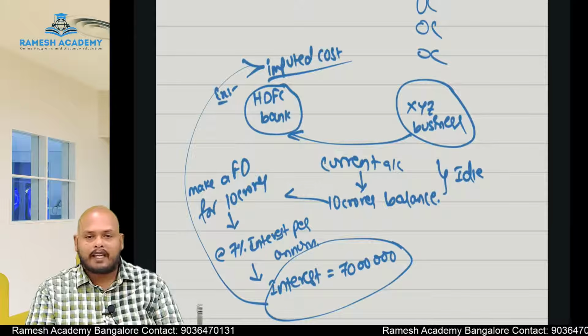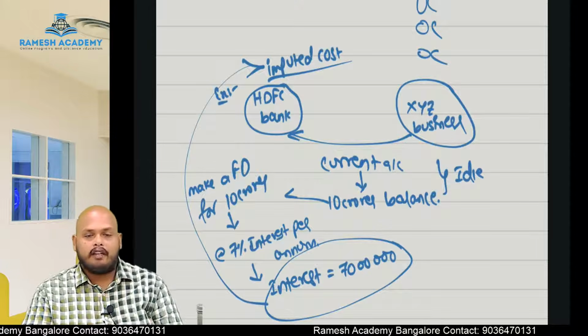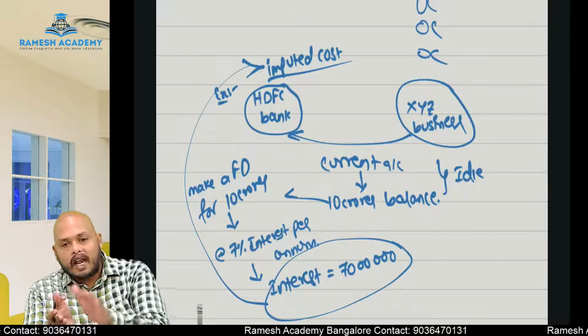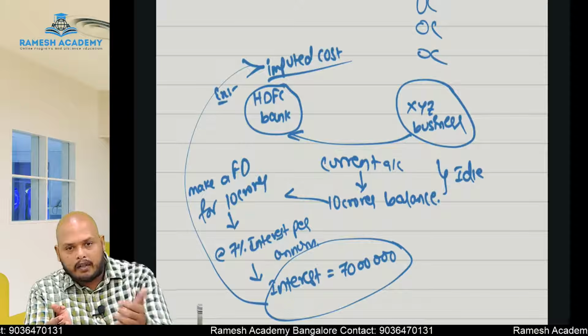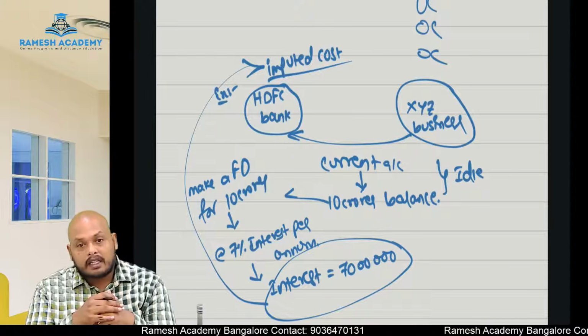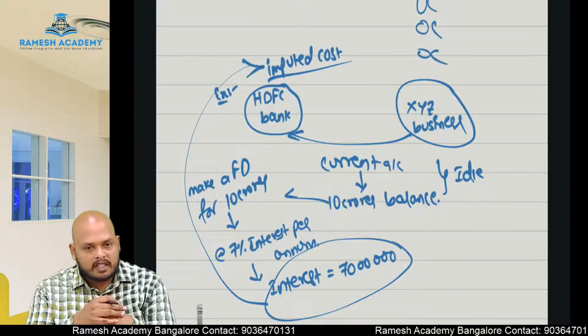On the current account, banks will not pay any interest. Anyway, it is idle. Being cost accountants, we are advising the management to divert the funds from the current account and deposit an FD for 10 crores. At least it will generate interest income. This is called as which cost, Nana? Imputed cost. But will the business do that?